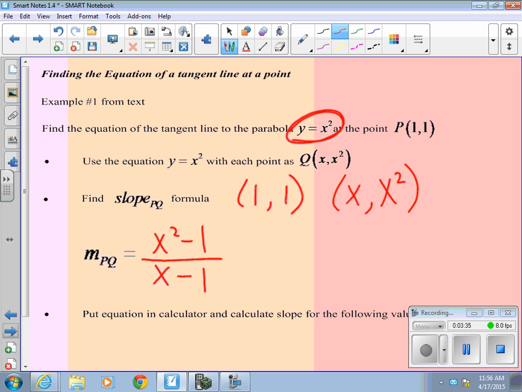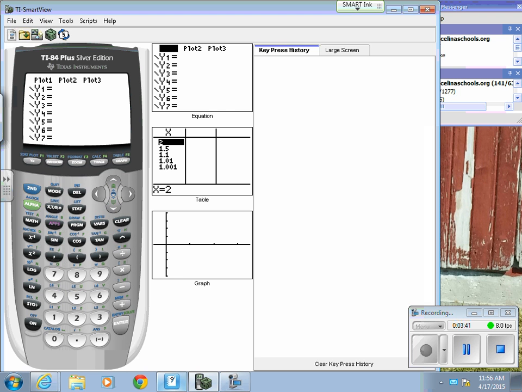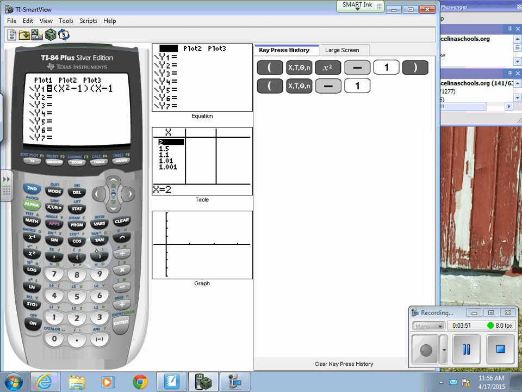Now, grab your calculators because we are going to work some of this out using our graphing calculators. On your graphing calculator, go to your y equals. In it, you're going to put this equation: x squared minus 1 divided by x minus 1.